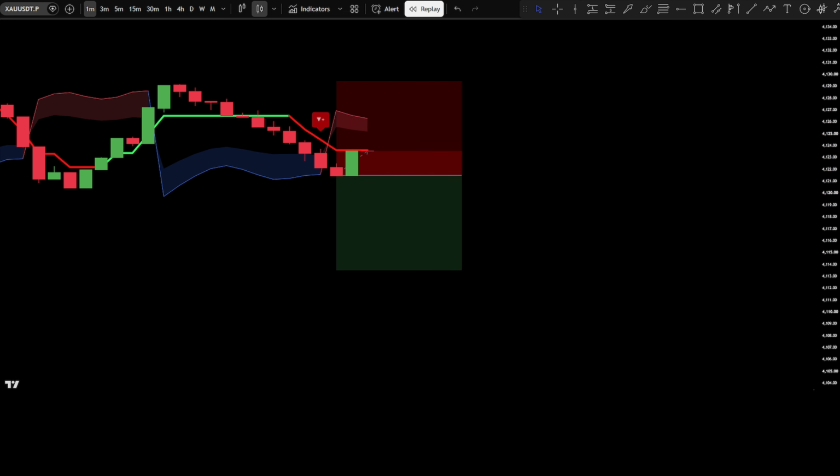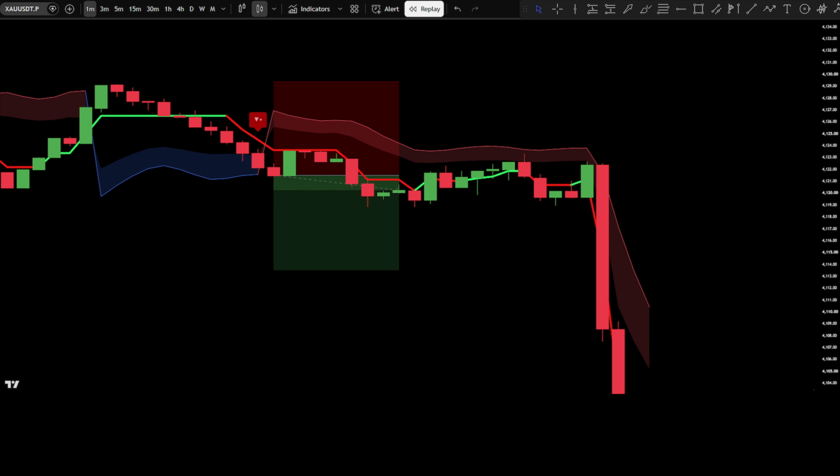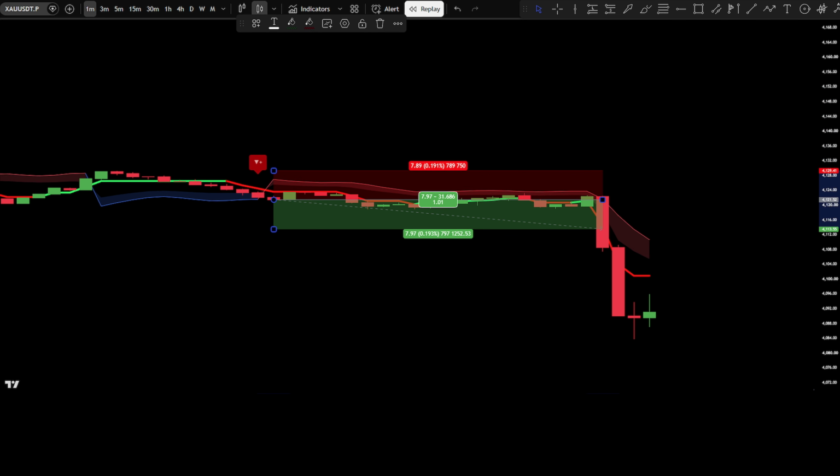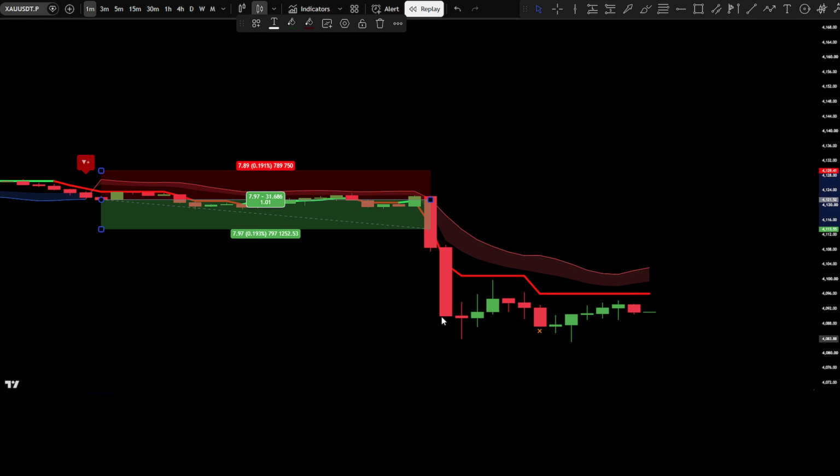Once price reaches a 1-to-1 risk-to-reward ratio, we close half of the position. The remaining half stays open until the orange X exit signal is printed. When the orange X appears, we close the rest of the trade.